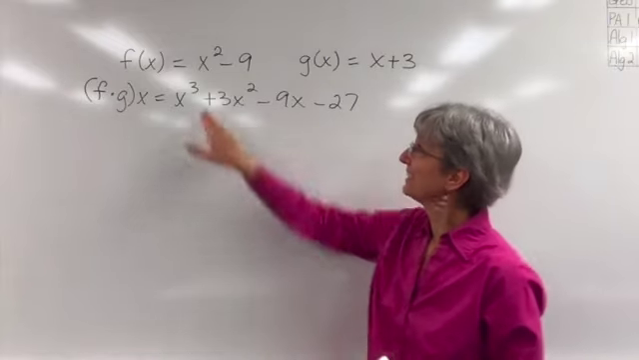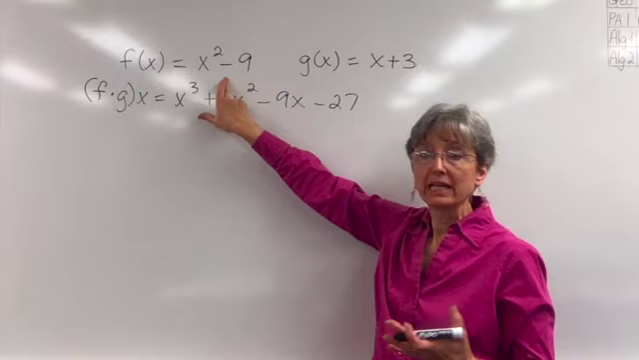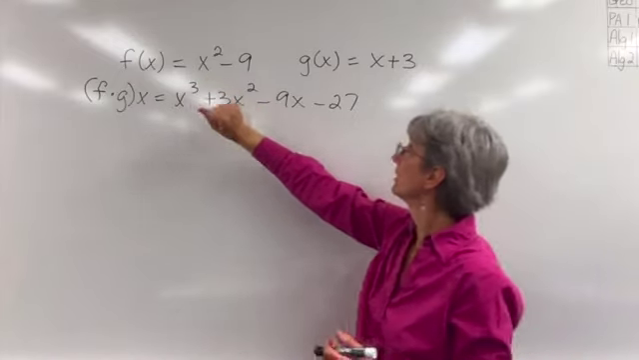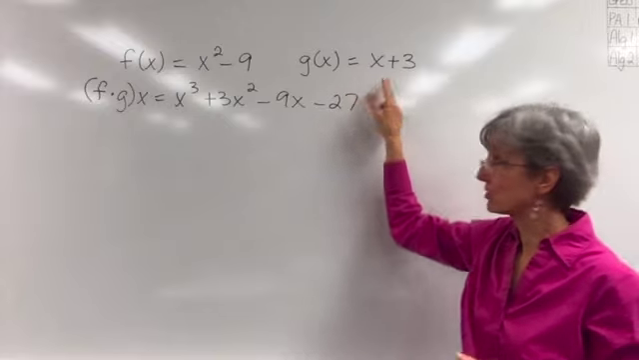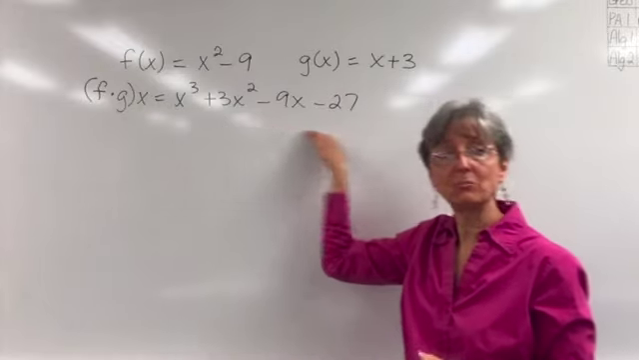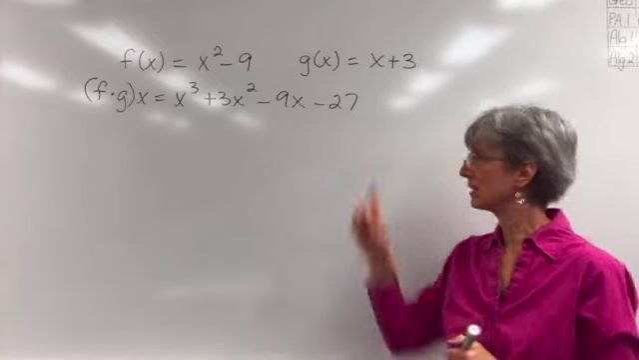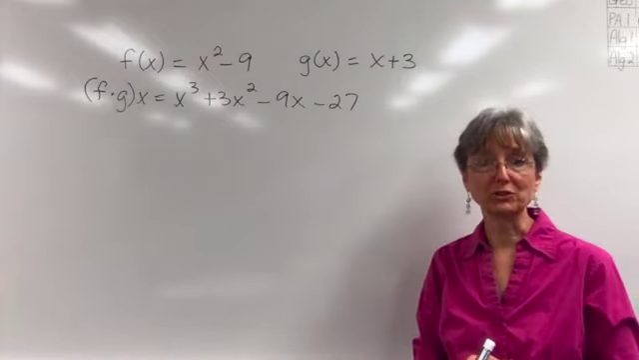Okay, the domain of f of x is all real numbers. There's no limit to what we can make x. So this is all real numbers. Same thing with g of x. So the domain of this operation is all real numbers. No limit. X can be anything. So you would write domain equals all real numbers.